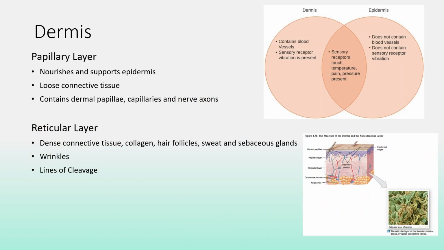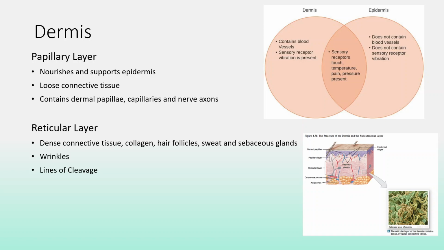Now let's move on to the dermis. So the dermis consists of two layers, the papillary layer as well as the reticular layer. So the papillary layer nourishes and supports the epidermis. It consists of loose tissue, and it contains the dermal papillae, the capillaries, and the nerve axons.